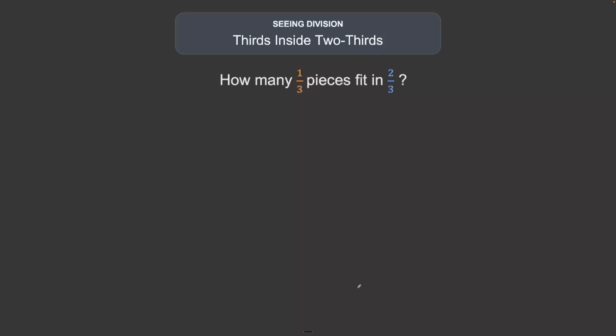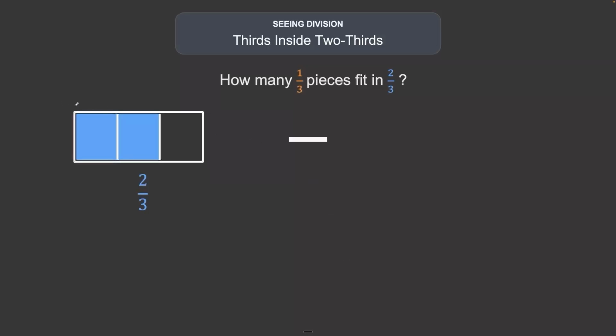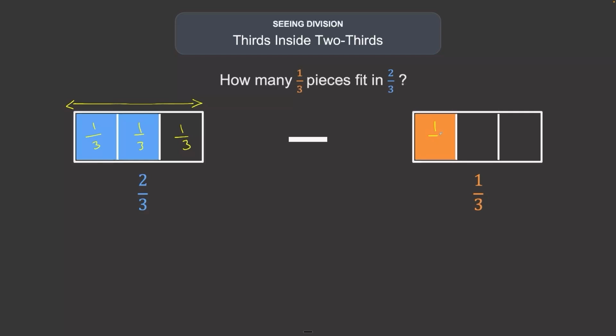Let's try one more. How many 1/3 pieces fit in 2/3? This entire thing is 1. And you have 3 1/3 units here. And this is 2/3. So this is 1/3. And this is another 1/3. This is another 1/3. And this is 1/3, obviously. This is 1/3.